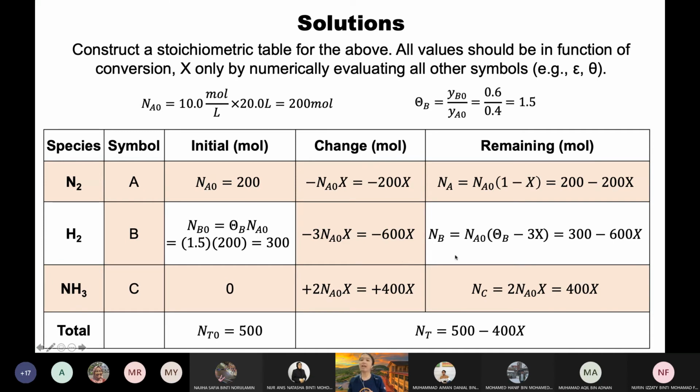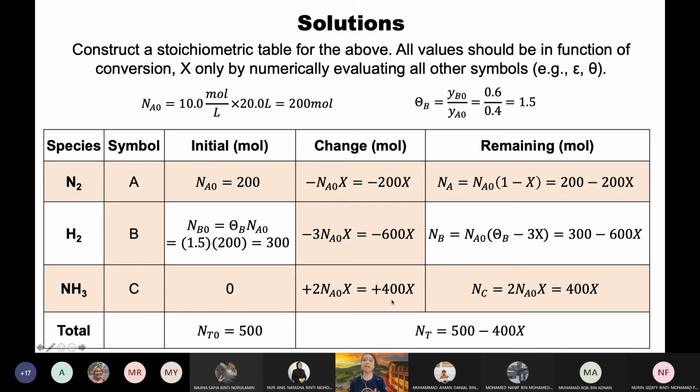Then you get your NB, the remaining for B. The remaining for B equals, again, just combine your initial 300 with your change of negative 600x. So NB becomes 300 minus 600x. Done for B. Okay, last one for C. For C, ammonia is a product, so you don't have initial moles. The initial for C is 0.